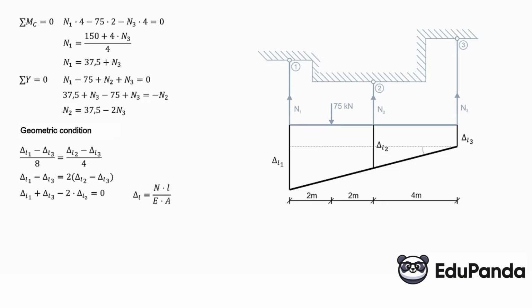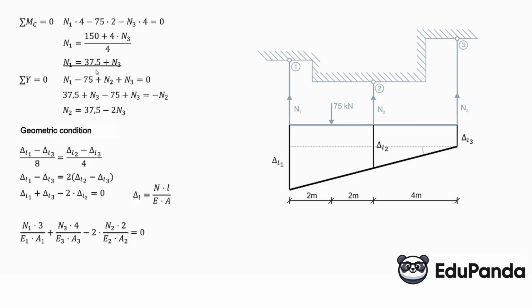We know that delta L is the force in the rod times the length of the rod divided by Young's modulus times the cross-sectional area. So now instead of delta L1 we have N1 times 3 meters over E1A1. Instead of delta L3 we have the force in the third rod, the length of the third rod, over E3A3. And here 2 times N2, the second rod is 2 meters long, over Young's modulus for the second rod and the cross-sectional area of the second rod.